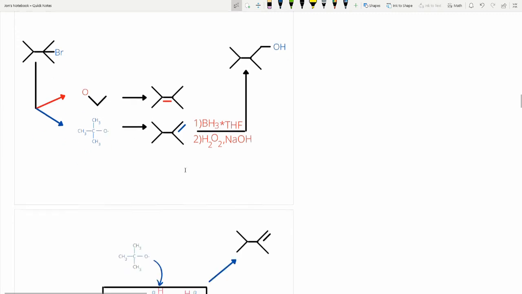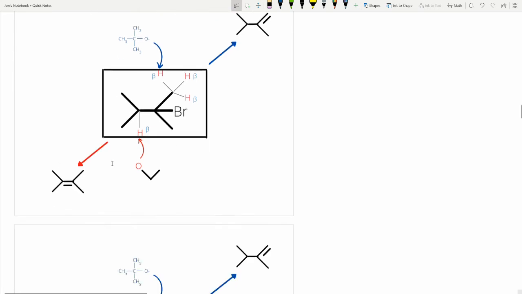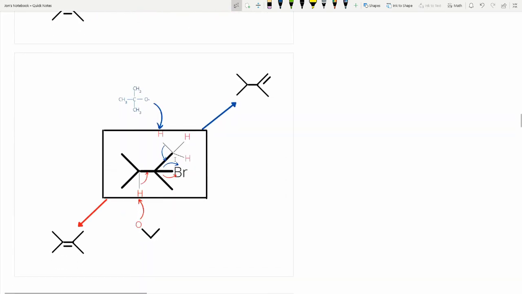Now, if we look at the mechanism down below, the beta hydrogens that are possibly being abstracted are depicted. And this right here is just a depiction of the mechanism of the beta hydrogens being abstracted to form the products. Now, the top shows the tert-butoxide as a bulky base, abstracting a beta hydrogen to form the least substituted alkene. And if you follow the mechanistic arrows, that's how that will go. And then the bottom shows ethoxide as a non-bulky base to form the more substituted alkene. Again, the red mechanistic arrows show how that will work.